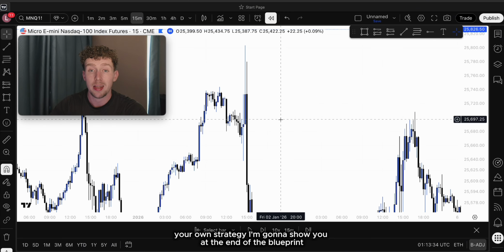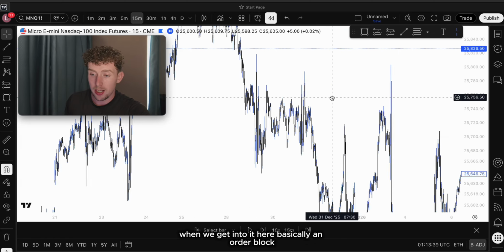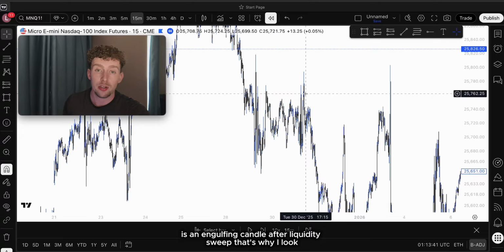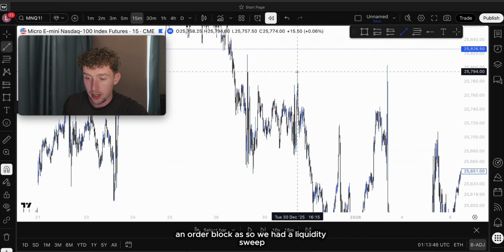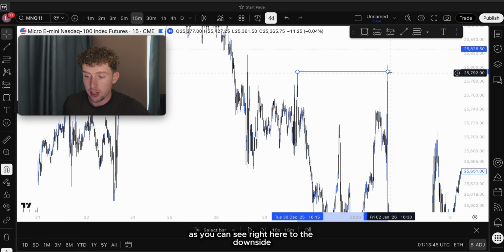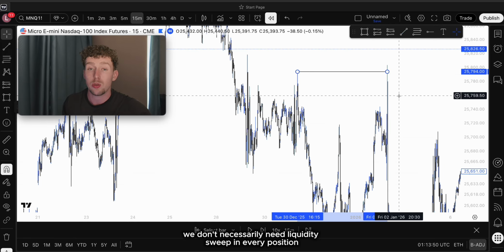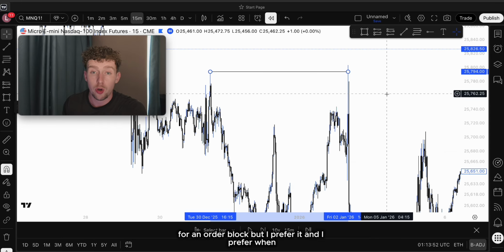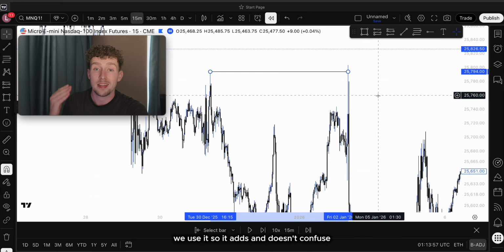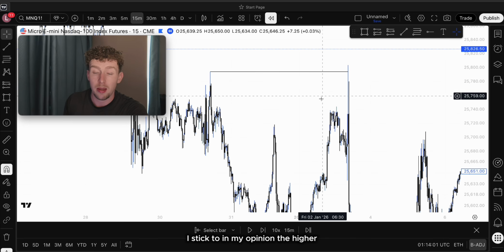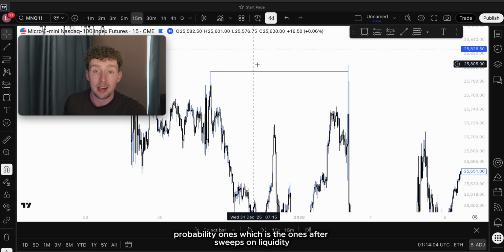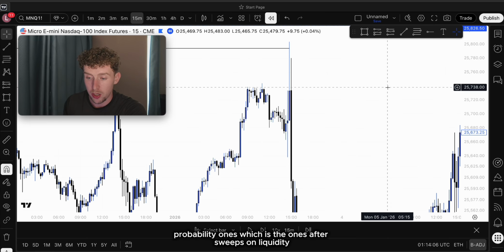I'm going to show you at the end of the blueprint. When we get into it here, basically an order block is an engulfing candle after a liquidity sweep. That's what I look at an order block as. So we had a liquidity sweep, as you can see right here, to the downside. We don't necessarily need a liquidity sweep in every position for an order block, but I prefer it, and I prefer when we use it so it adds and doesn't confuse, not marking out loads of order blocks on our chart. I stick to, in my opinion, the higher probability ones, which is the ones after sweeps on liquidity.